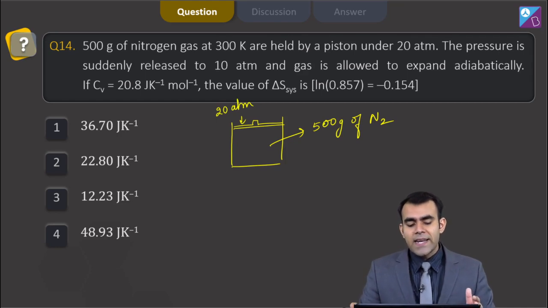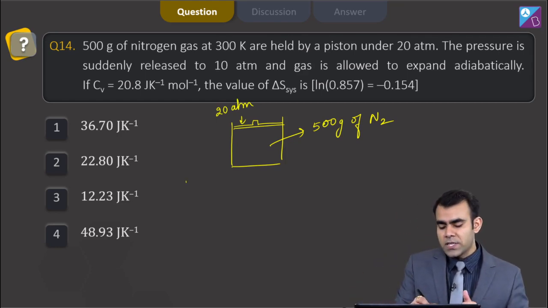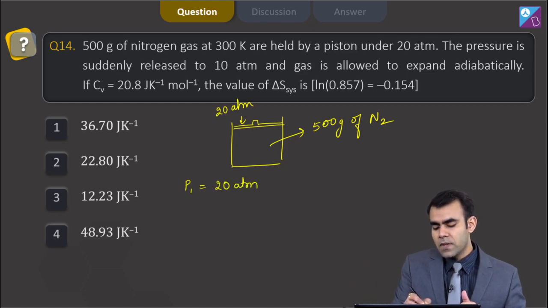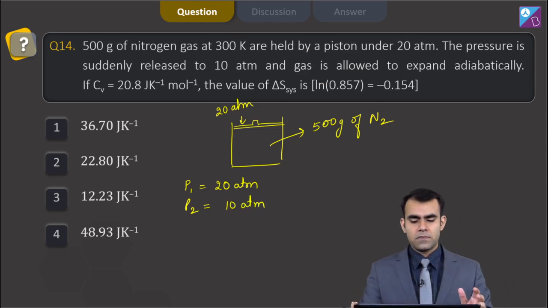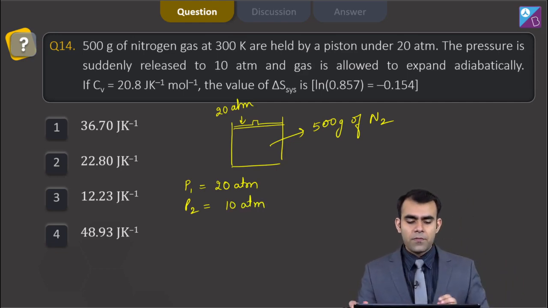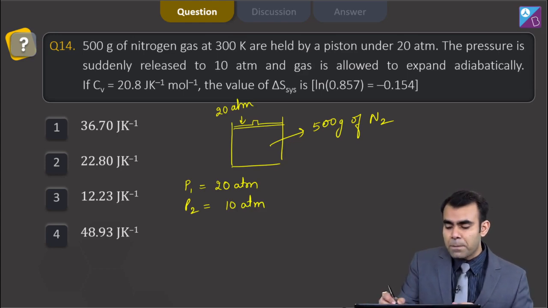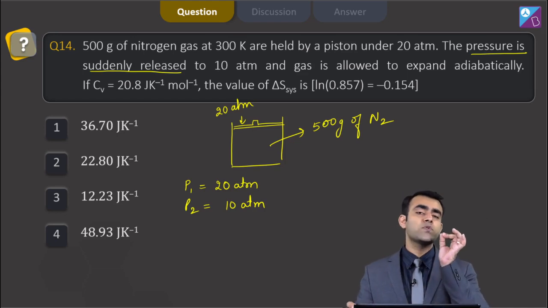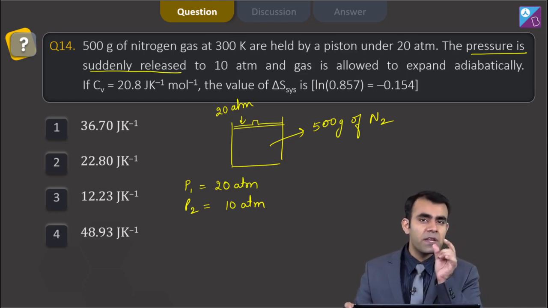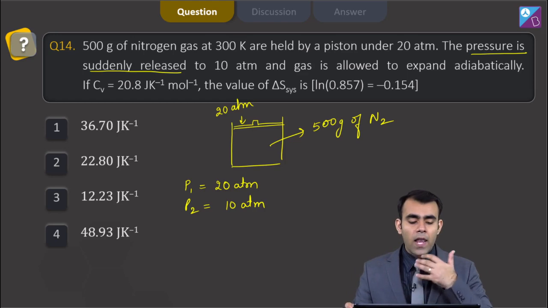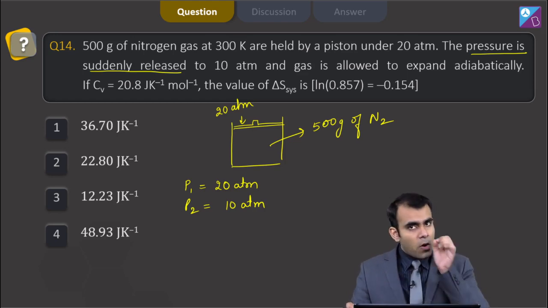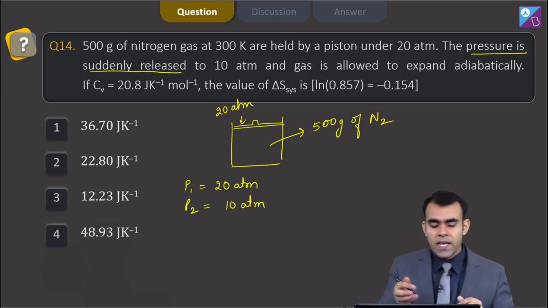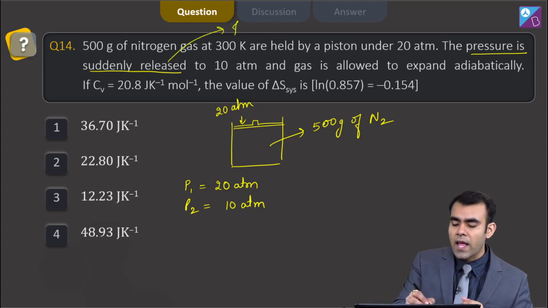The pressure is suddenly released to 10. Now I can say one thing, that here my P1 is basically 20 and my P2 is 10 atm. Now here we have mentioned that the pressure is suddenly released. In thermodynamics you have to know the meaning of each and every word, because they say a lot about the question. Now here, suddenly released means that the process is irreversible.